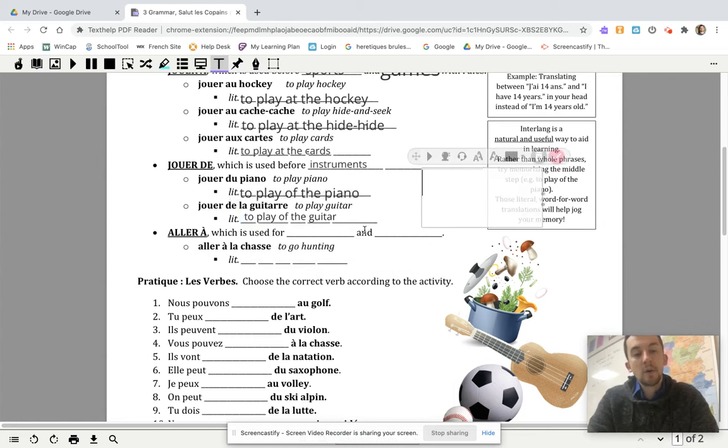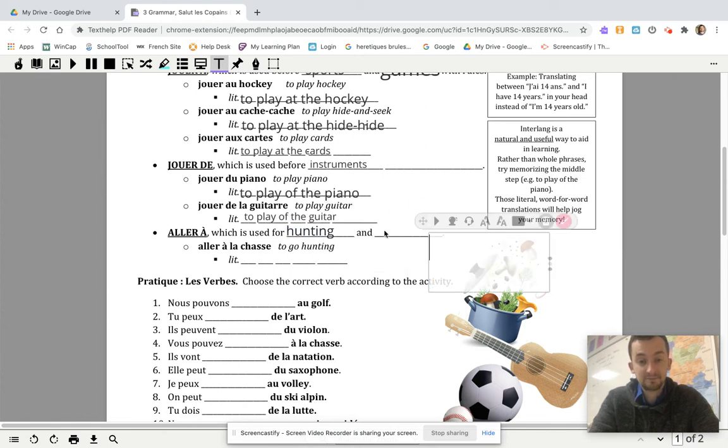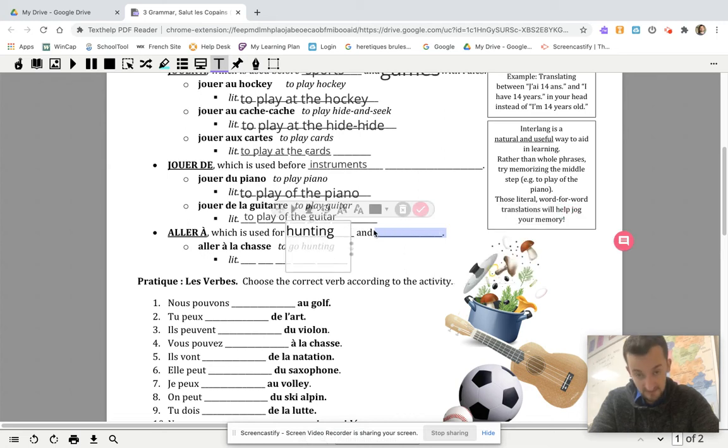Okay, now you learned in the first unit this year that la chasse is hunting and la pêche is fishing. Those are activities, but they can't use faire and they can't use jouer, obviously, because they're not technically games. You use aller for these ones. So for la chasse and la pêche, you're going to say aller à, so for hunting and fishing. Je vais à la pêche, je vais à la chasse.